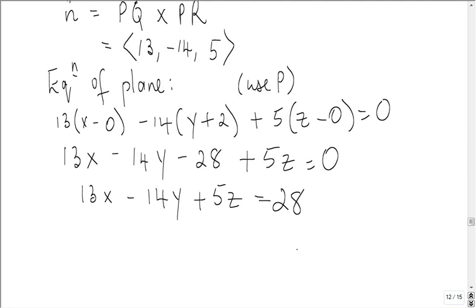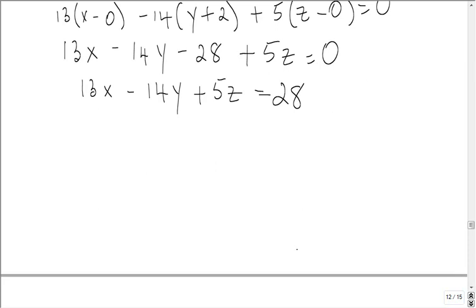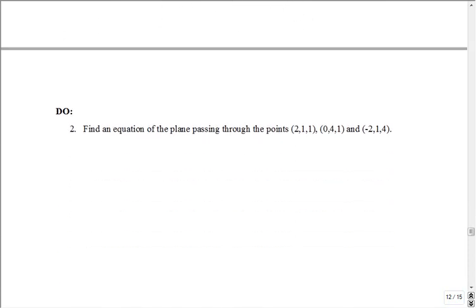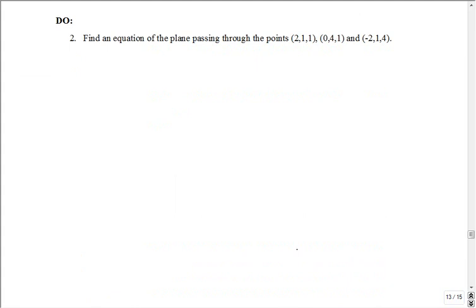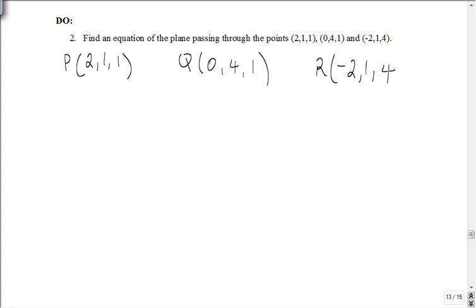Okay, so you try the other one now. It's your turn. And as I said, I would advise you all to label these points. It would help you quite a bit. So you can put P (2, 1, 1), Q (0, 4, 1), R (-2, 1, 4), and then you can find your PQ, PR cross products and find the equation.